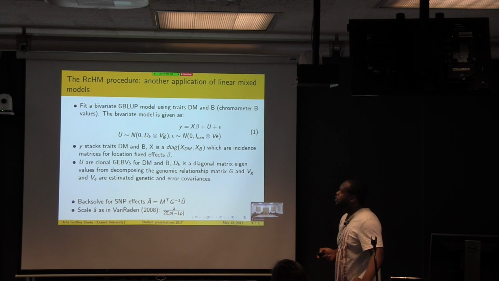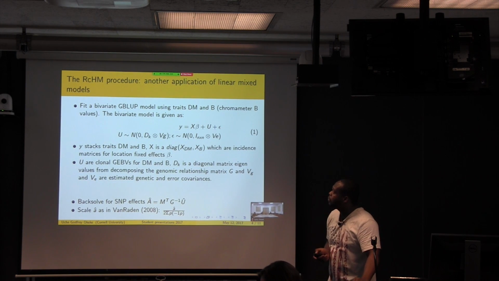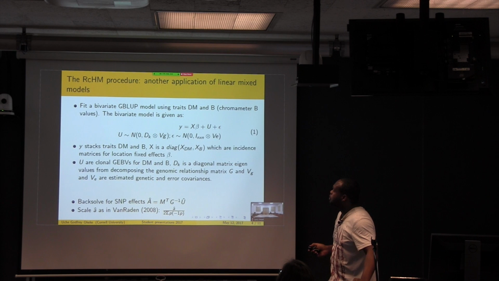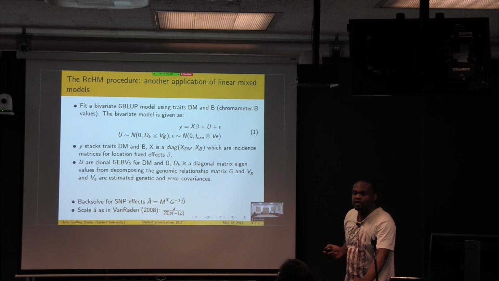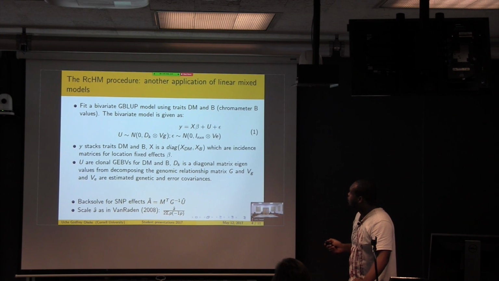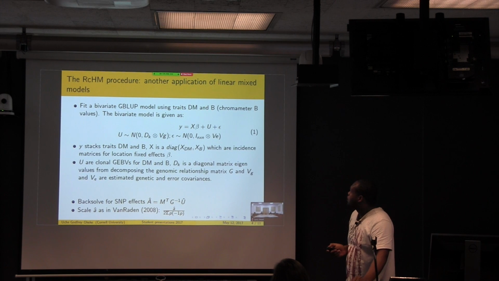And to do this, we employ a method we term regional co-heritability mapping, and I'll walk through the procedure. The procedure starts by fitting a bivariate GBLUP model, and the traits are dry matter and b. b is a value from a chromameter, I think that's what it's called, and it just measures the color. So we take the b and the dry matter trait.